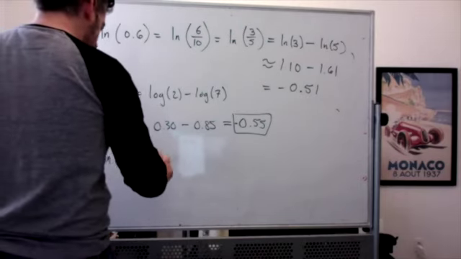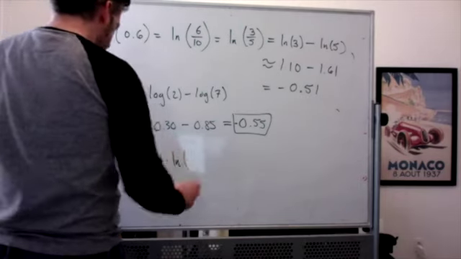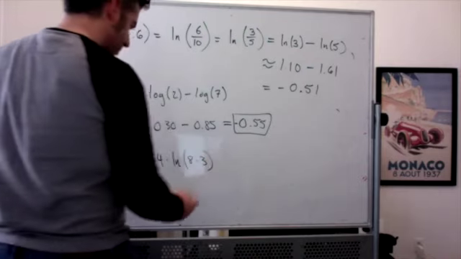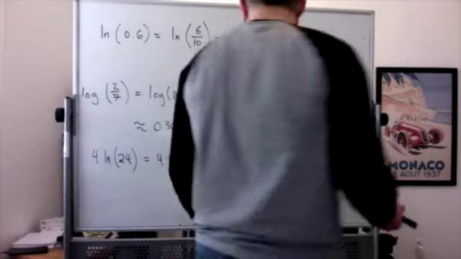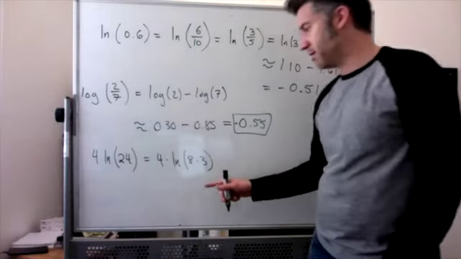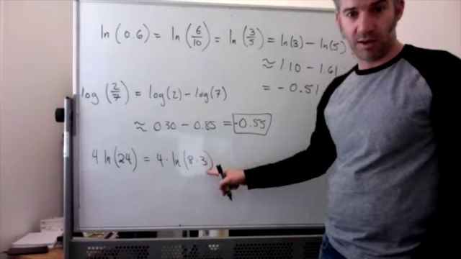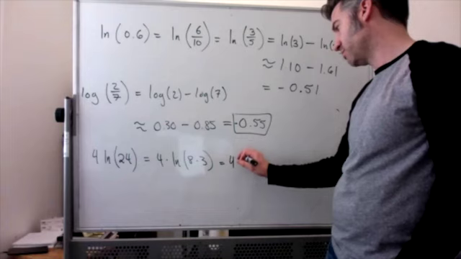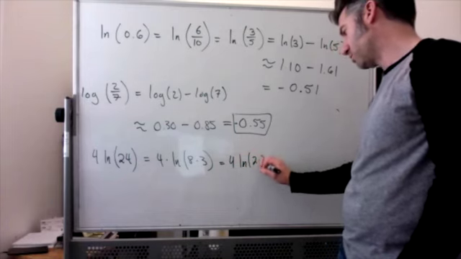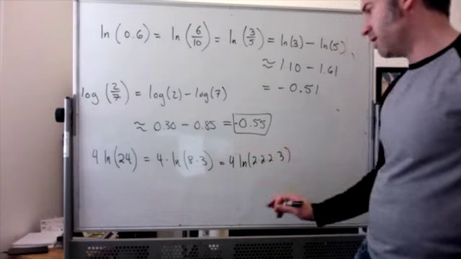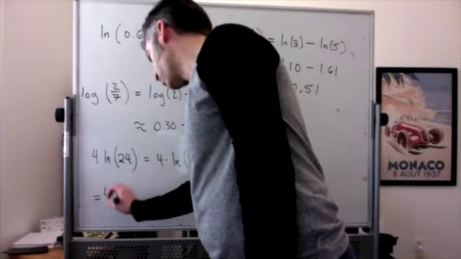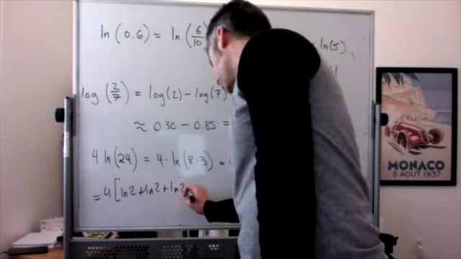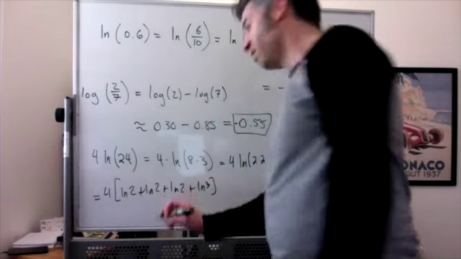So this is 4 times the natural log of, so 24 is 8 times 3. And I wrote it this way on purpose because, so you could certainly write it as 2 times 2 times 2 times 3. Right? In fact, let me show you that. So you can write this as 4 times the natural log of 2 times 2 times 2 times 3. And then you could totally break this up as 4 times the natural log of 2 plus the natural log of 2 plus the natural log of 2 plus the natural log of 3. That's one way you could do this.